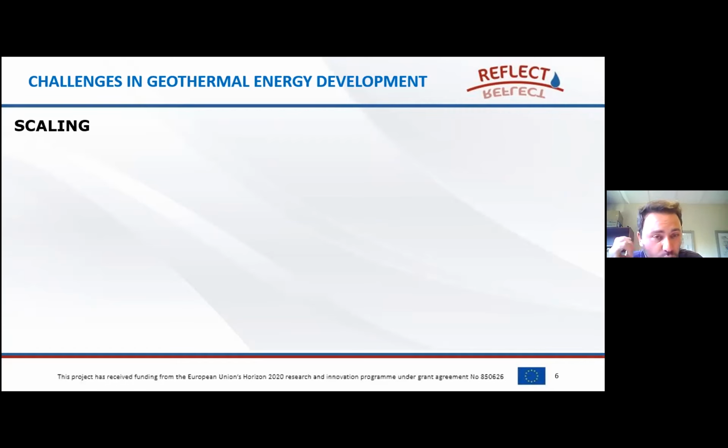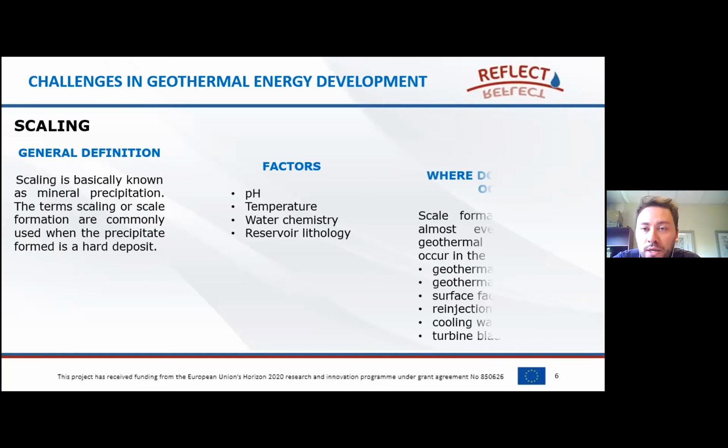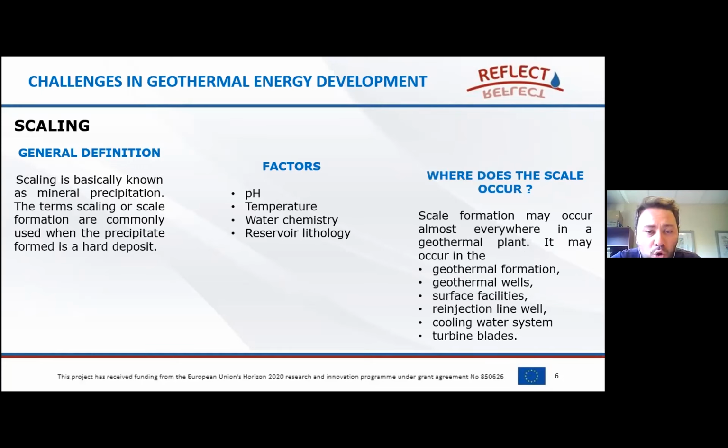Firstly, let's look at the answer to what scaling is. As you know, scaling is basically known as mineral precipitation. The terms scaling or scale formation are commonly used when the precipitate form is a hard deposit, of course. So pH, temperature, water chemistry, and reservoir lithology are the most important factors affecting scale formation in the power plant. Scale formation may occur almost anywhere in the geothermal power plant. It may occur in geothermal formations, geothermal wells, surface facilities, reinjection systems, cooling systems, and even turbine blades.